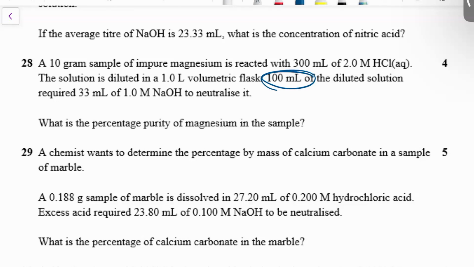The volume that they reacted with the magnesium was 300, but then only 100 went into the titration, or went into the reaction with NaOH. So that doesn't even match to begin with. Yeah, that's not the end though.